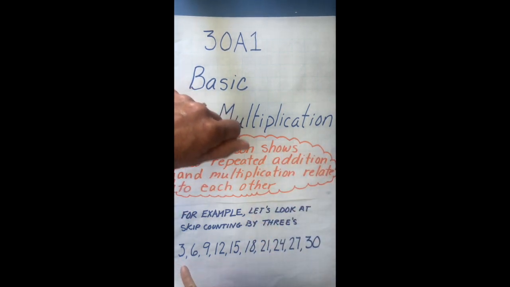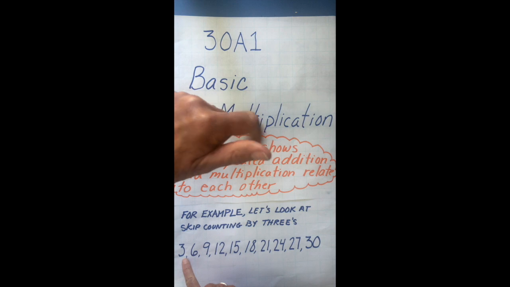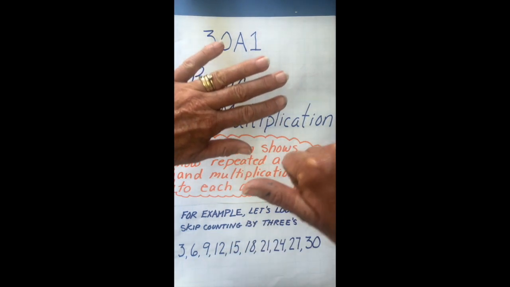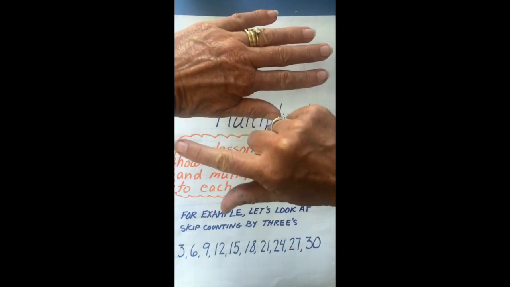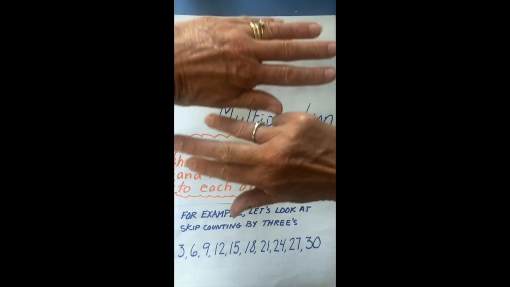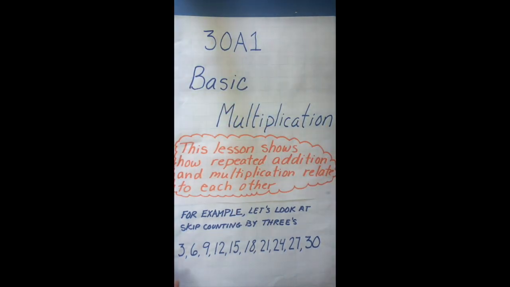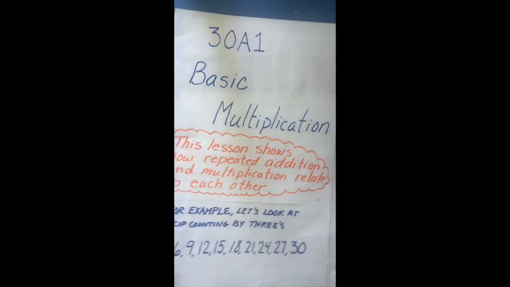But it goes like this. 3, 6, 9, 12, 15, 18, 21, 24, 27, 30. Okay, so that's how we skip count. But why is skip counting cool?